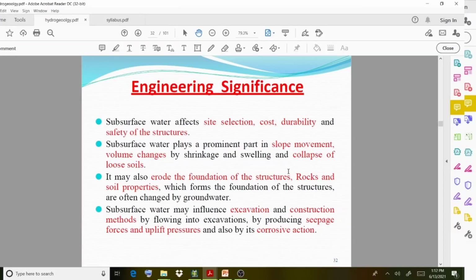Subsurface water may influence excavation and construction methods by flowing into excavations, by producing seepage force, uplift pressures, and also by its corrosive action.